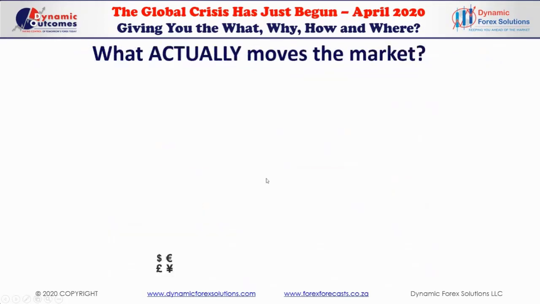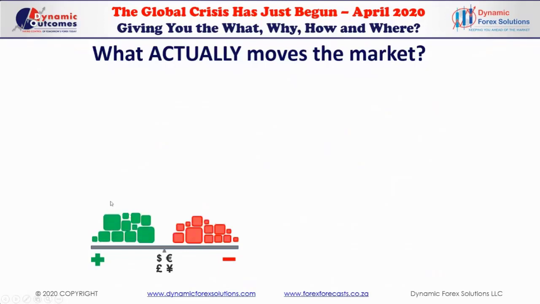So I want to start with giving you a view of how we see the markets move, as to what actually moves the markets. And this is any financial market, but we'll relate it to currency markets. So whether it's dollar, euro, pound, yen, what persons normally think of this as like a seesaw, where we've got positive events and negative events.